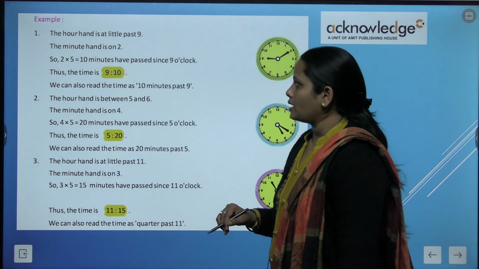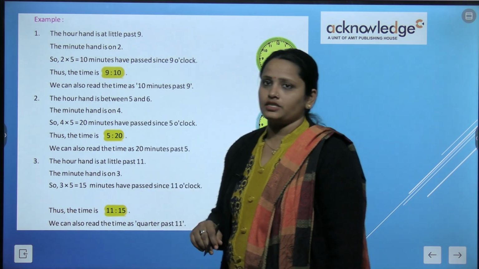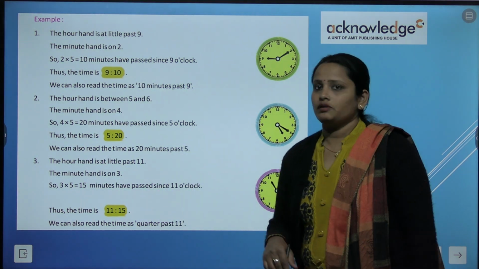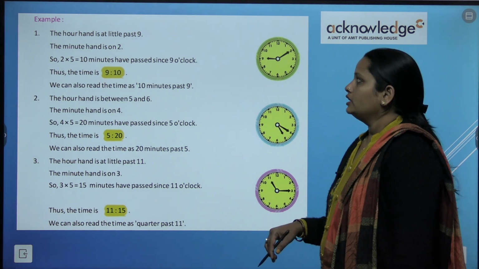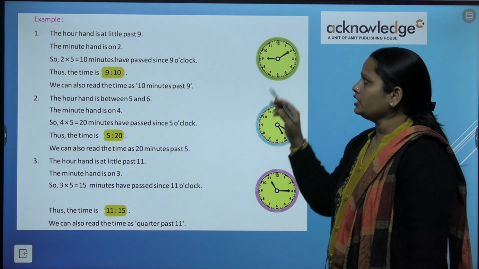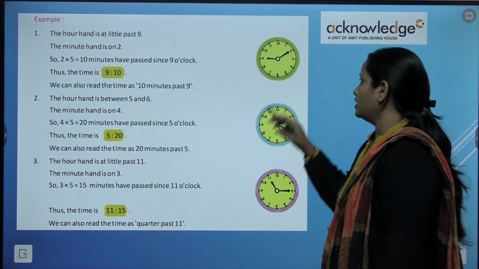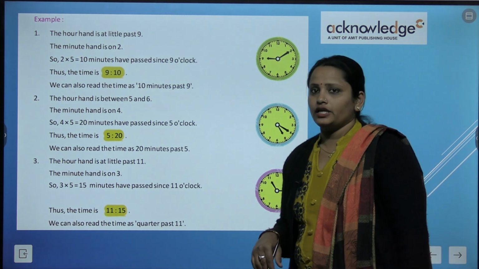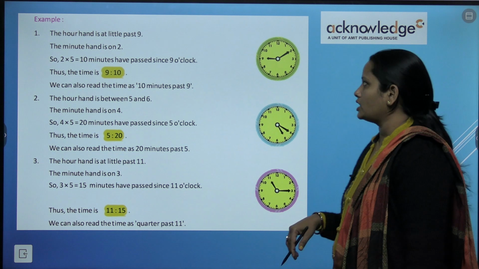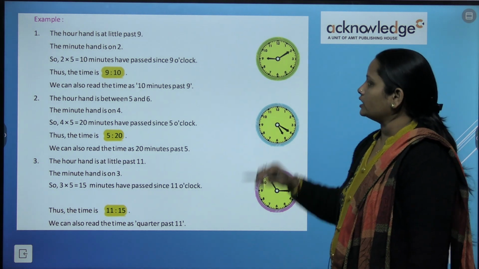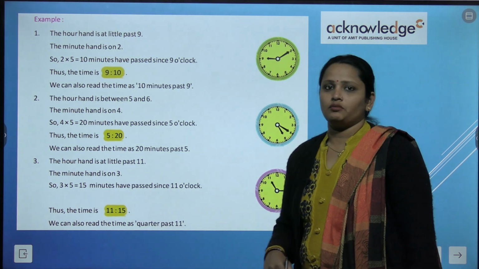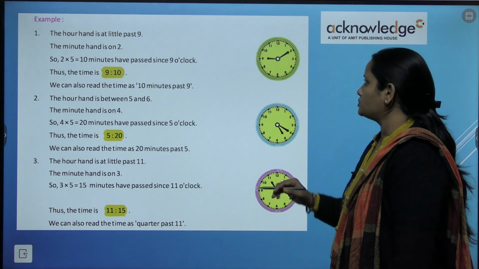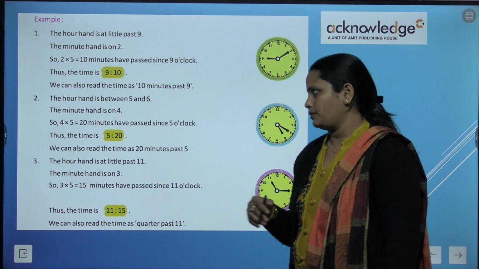Now here an example is given. The hour hand is at little past 9. जो आवर हैंड है वो कहाँ पे है, 9 पे. And the minute hand is on 2. मिनट हैंड 2 पे है, तो इसे हम क्या पढ़ेंगे, 2 × 5 which is 10. So 9:10. The time is 9:10. इसे हम ऐसे भी पढ़ सकते हैं, 10 minutes past 9. 10 मिनट बीत गए हैं 9 बज के.